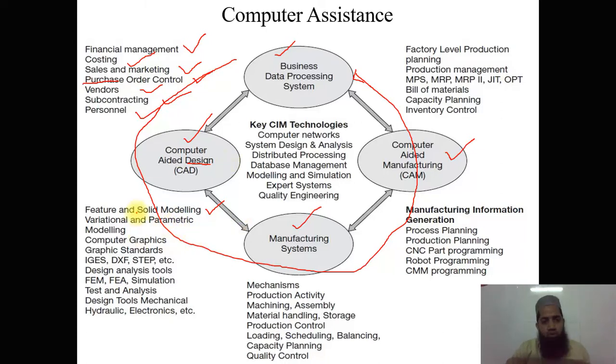Besides solid modeling, they do variation and parametric modeling, computer graphics, and use some computer standards. They do design and analysis using FEA and simulation software. After that, they do the testing and analysis of the part, using design tools for mechanical, hydraulic, electronics, etc. So these are all the things done in the computer aided design department. This is a very important department because for the entire data, first they do the drafting, after the drafting they do the modeling, and after the modeling they do the analysis.